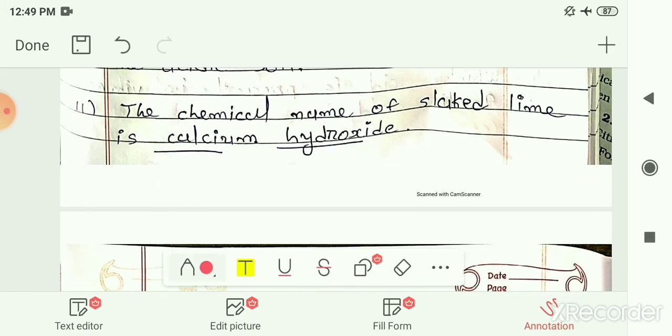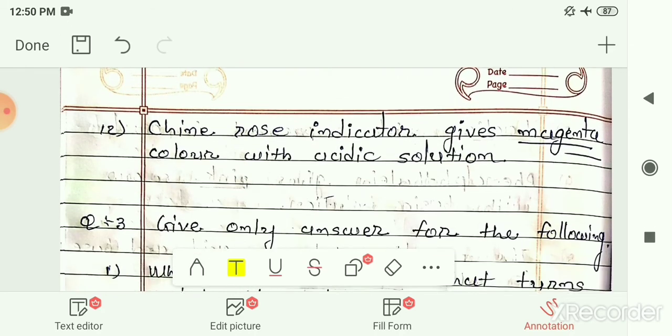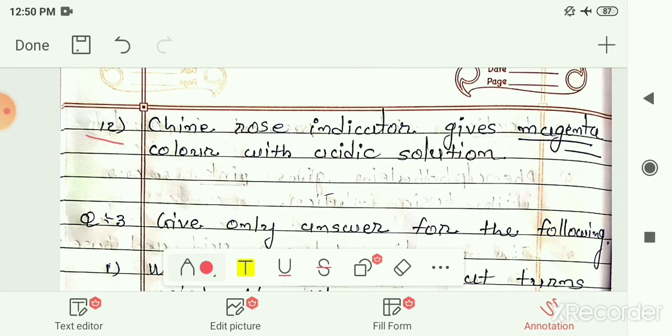Next, 11th number, the chemical name of slaked lime is blank. So the chemical name of slaked lime is calcium hydroxide. In the chapter we had also seen its name is calcium hydroxide. Next, 12th number, China rose indicator gives blank color with acidic solution. So here your answer is magenta. China rose indicator gives magenta color with acidic solution. So here our fill in the blanks gets over.